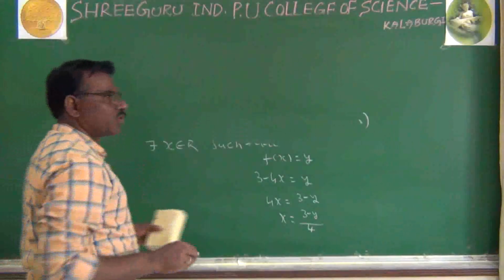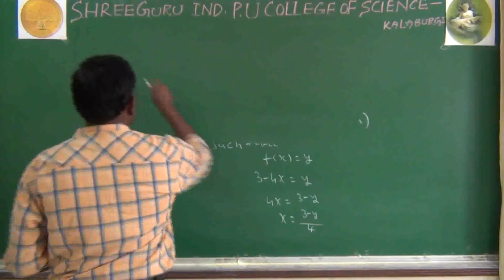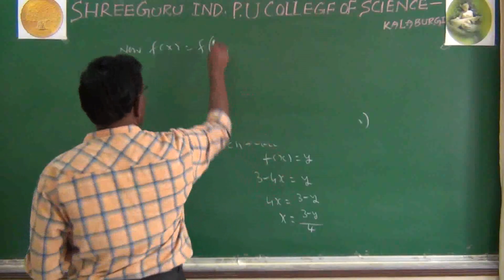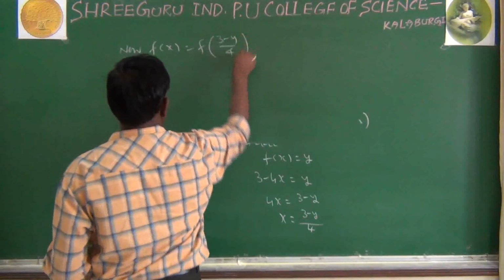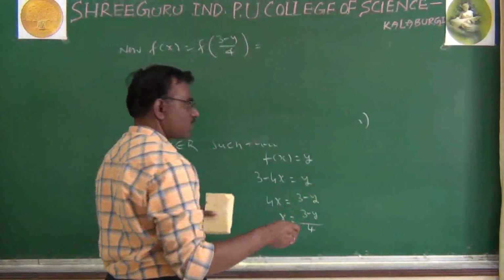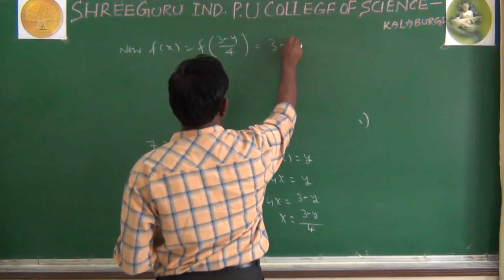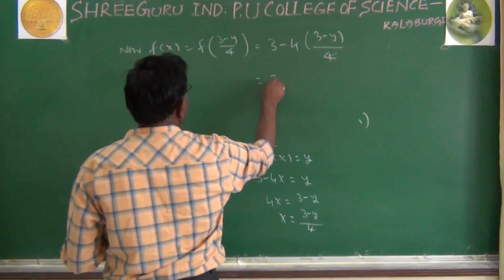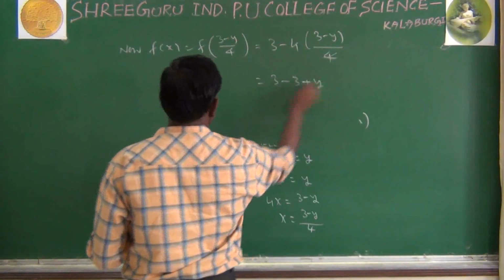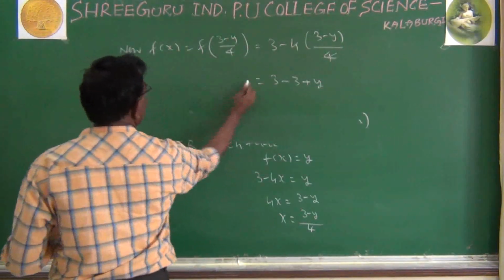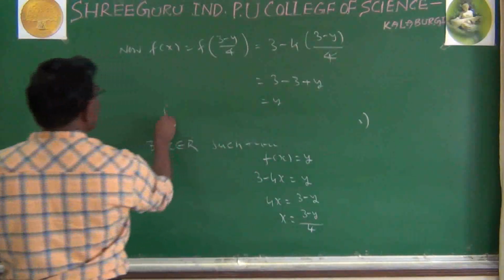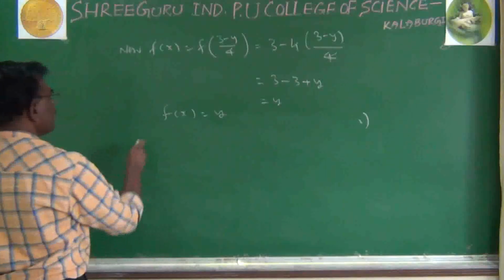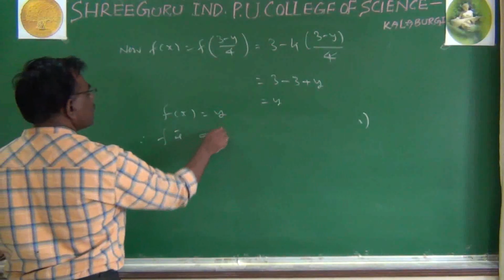Now we have to prove that f of x is y. Now, f of x, what is the x? 3 minus y by 4. What is the f of x? 3 minus 4x, 3 minus 4 times 3 minus y by 4. 4 cancel. 3 minus 3 plus y. So f of x is equal to y. Therefore f is onto.